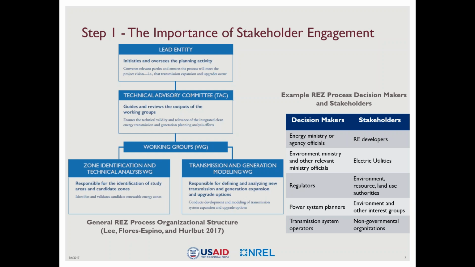But in all of those working groups and the Technical Advisory Committee, there are decision makers that have the legal authority to make these binding decisions. And these may include the Ministry of Energy or other energy agency officials, other relevant ministries, regulators, planners, but also transmission system operators, depending on the context. Also really important here are the stakeholders that may not make the binding or legal decisions, but have valuable input to all the steps and activities of the REZ process. And that could include renewable energy project developers, utilities, interest groups, as well as non-governmental organizations. And of course, this would be changed by the context of this application.